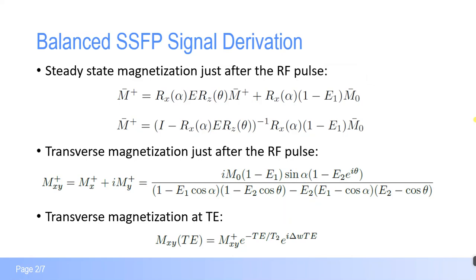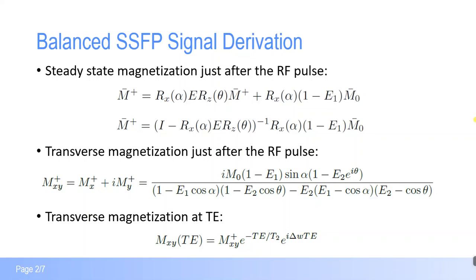If we want to derive the signal equation, we should find the steady-state magnetization. Basically, the principle is that at the beginning of each TR interval, the magnetization vectors should be the same. If we apply what happens in one TR interval to the magnetization vector and equate it to the same magnetization at the beginning, we can get the steady-state value.